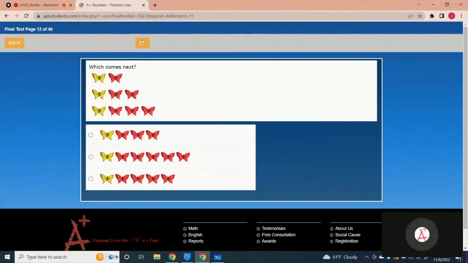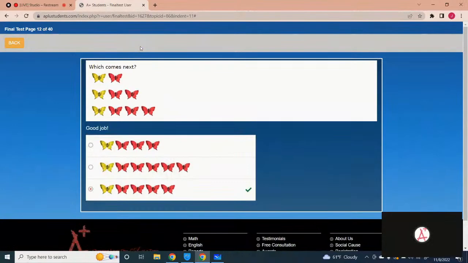Okay, which comes next? One of the yellow butterfly and one of the red. So the correct option is option number 3. Very good. You have one of the yellow and 4 of the red butterflies. So select the correct option and click on the OK button.